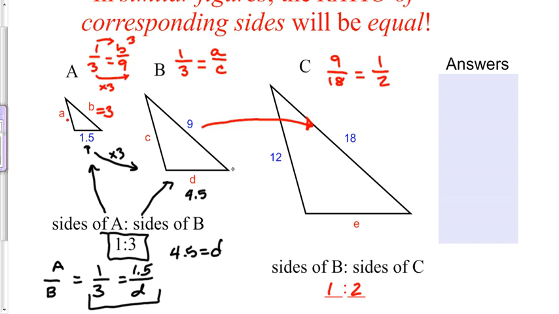And then using that ratio, I can come up with the rest of my sides. So notice here, I can figure out that C over 12 has to be a 1:2 ratio. So C is going to be 6. And now that I know that C is 6, now I can come back here and figure out that A has to be 2.